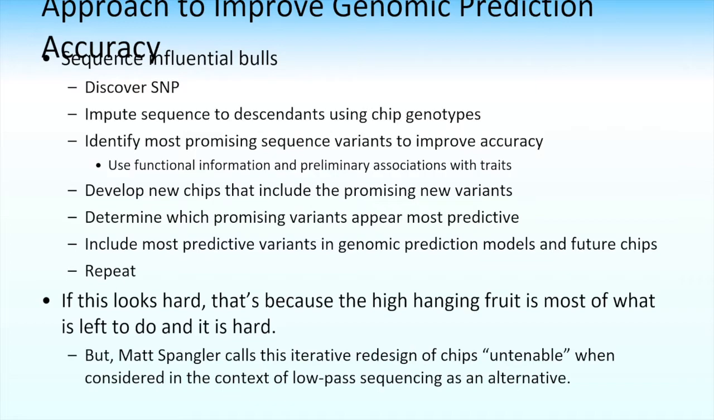We sequence influential bulls within the population. We look for variants within that sequence. We impute that sequence to descendants of these influential bulls using chips of a variety of densities. Within that data, we identify the most promising sequence variants to improve accuracy of the predictions. We use functional information and preliminary associations with traits where possible. And then we develop new chips that include these promising new variants.